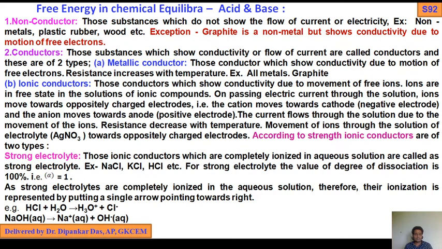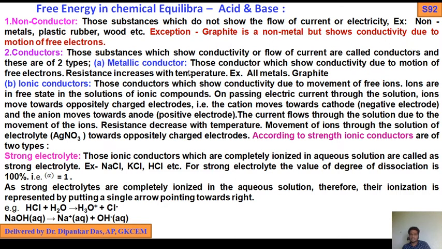So first, non-conductor. Those substances which do not show the flow of current or electricity. So non-metals, plastic, rubber, wood, etc. Exceptional case, graphite is non-metal but shows conductivity due to motion of free electrons. Conductors: those substances which show conductivity or flow of current are called conductors, and they are of two types.